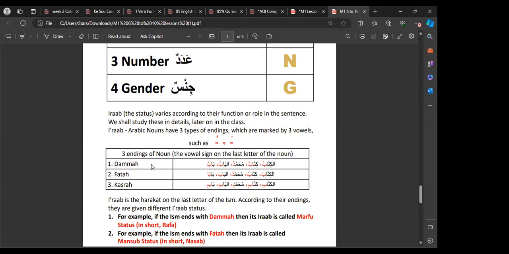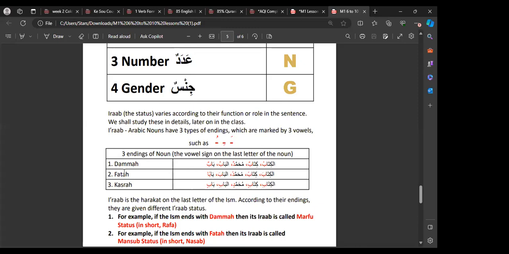Is that clear, Imran? Brother Imran, is that okay? So if I say, I hit the door, al-baba, the al-baba is the object. So it's not the subject just because of al.